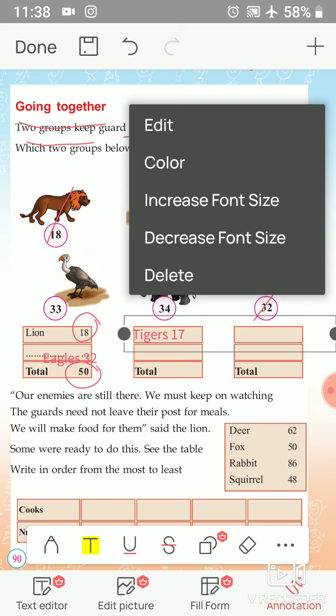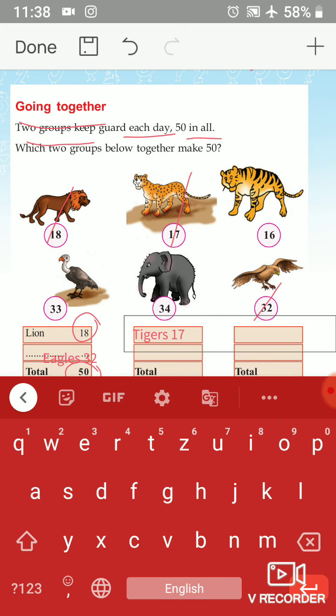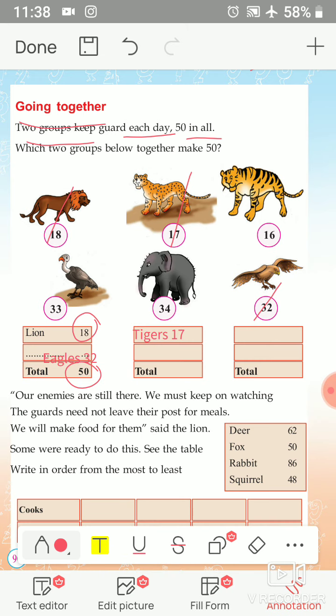Then we can add to this group to make the total 50. Which animal can we add? Look at these ones place numbers, 17 and 33. 7 plus 3 is 10. Yes. Then these animals we can make the second group to make it total 50. That is vultures.